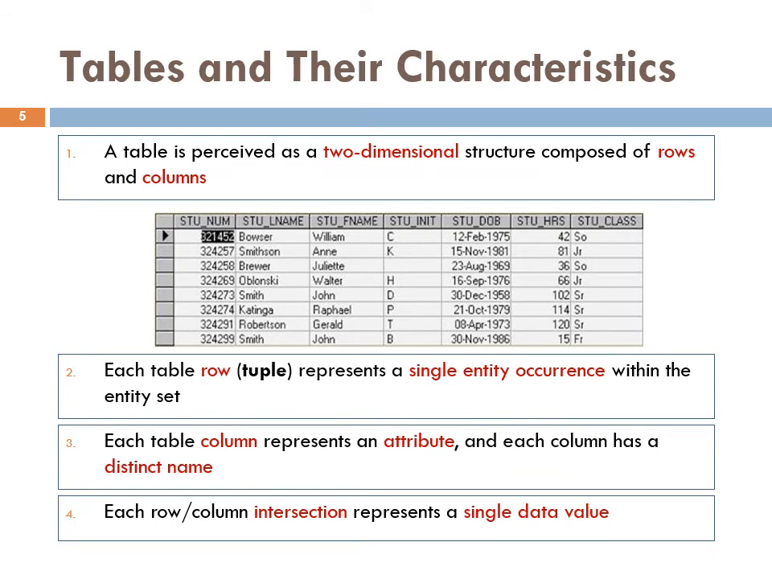So these are the characteristics of tables. Number one, a table is perceived as a two-dimensional structure composed of rows and columns. You can see this example. Number two, each table row, or tuple, represents a single entity occurrence within the entity set. Each column represents an attribute, and each column has a distinct name. Please try to understand the statement. Each row and column intersection represents a single data value.